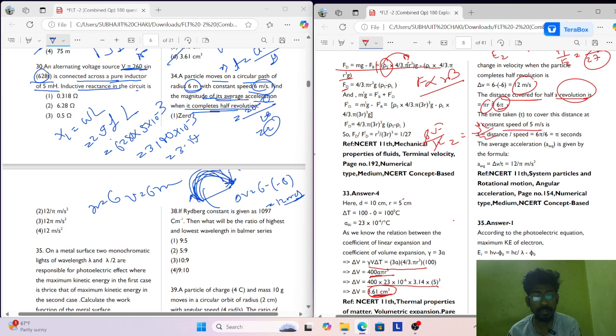Okay, not 5, this is 6. Sorry, 6 pi is the distance, 6 is the velocity. So pi, the time. Average acceleration will be equal to what? Total change in velocity divided by total time. So 12 by pi will be our answer, right?